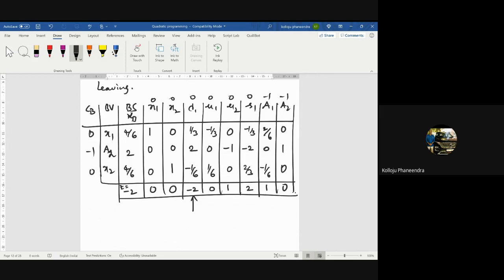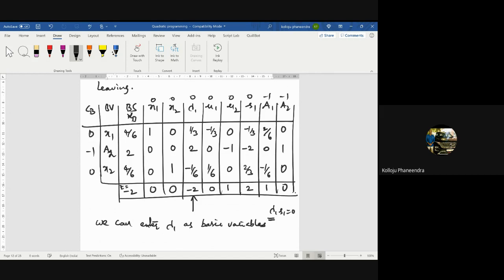Lambda 1. When lambda 1 is entering into the basis, what is the condition? Mu j into lambda j. Is it correct? What are the complementary slackness conditions? Lambda 1 into s1. Only one complementary condition is there: lambda 1 into s1 equal to 0. So when I am entering lambda 1, s1 cannot be basic, right? We can enter lambda 1 as basic variable.